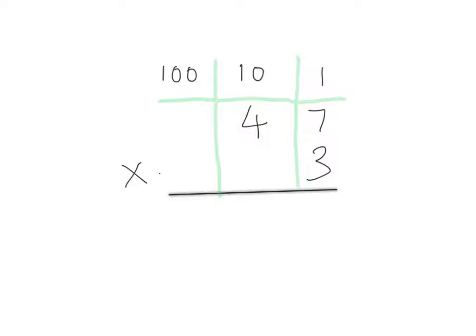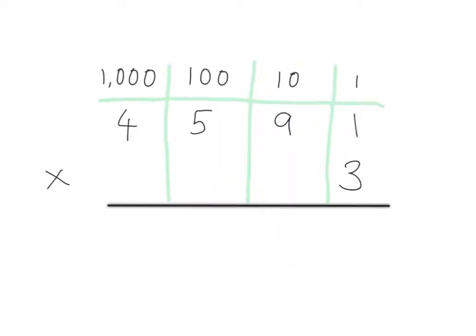And this is what you should have done, starting with the 1's column. 3 times 7 is 21. 1 goes in the 1's column, carry my 2 to the 10's column. 3 times 4 is 12. Add 2 is 14. So 47 multiplied by 3, you should have got 141.